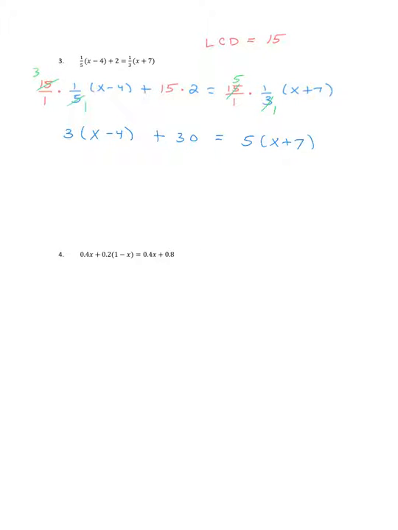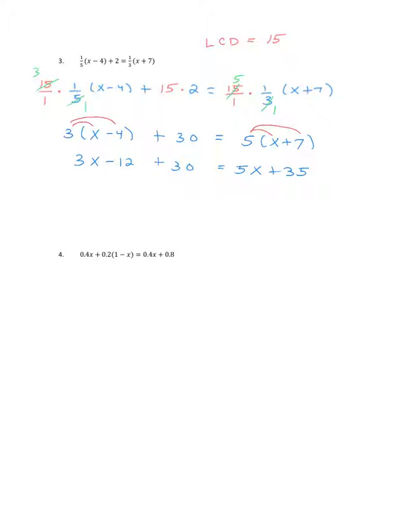Again, this trick of multiplying both sides by 15 got rid of each fraction, each denominator. I'm going to distribute in the 3 as well as the 5. And if I do that, I get 3x minus 12 plus 30 is equal to 5x plus 35.